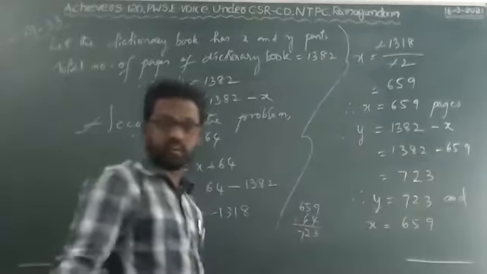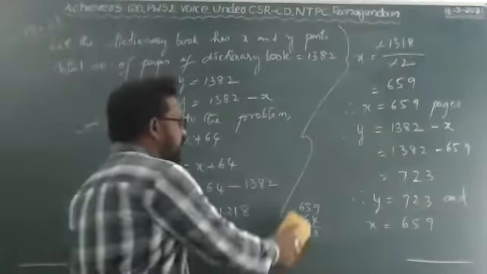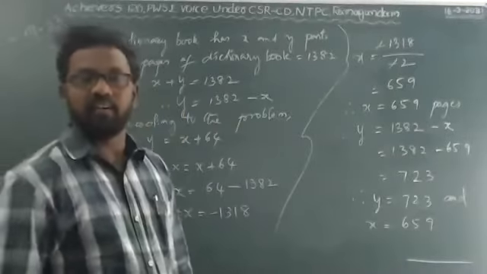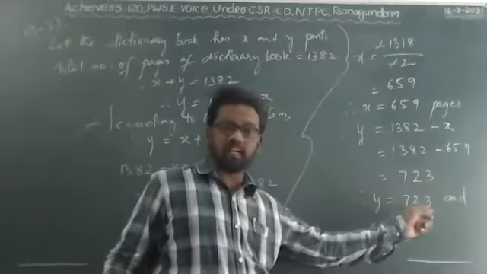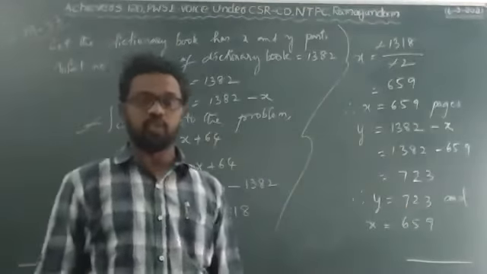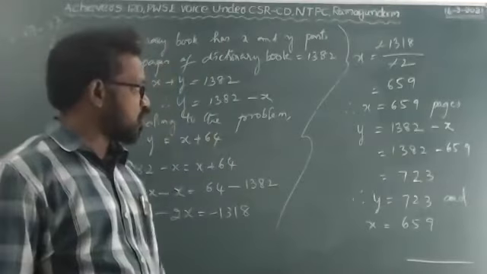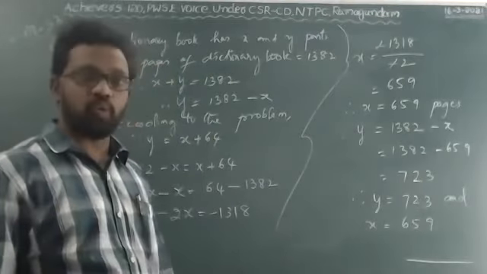See, you got it. That means the second part is 64 pages more than the first part. So y is equal to 723 pages and x is equal to 659.